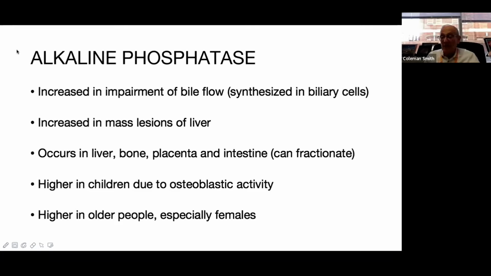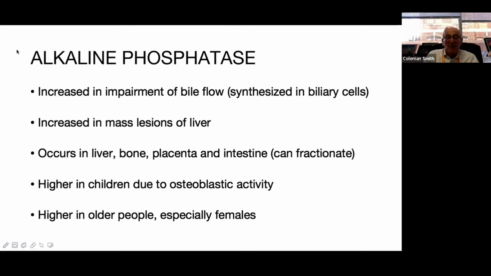If you have someone where you don't really know what the source of this alkaline phosphatase is, you can actually ask the lab to fractionate it. You can see where it's coming from, whether it comes from bone or liver. They're the two main ones. Intestine is a small source.